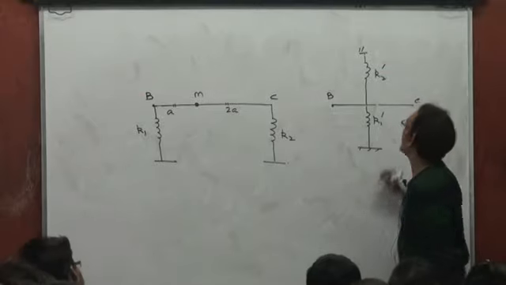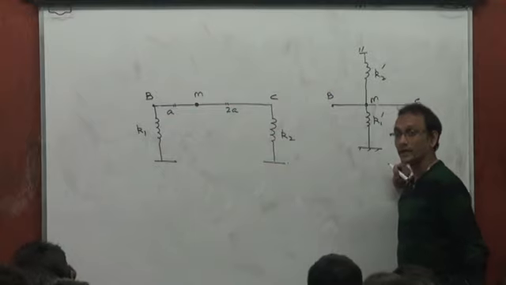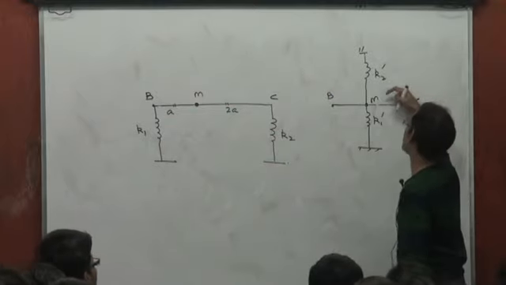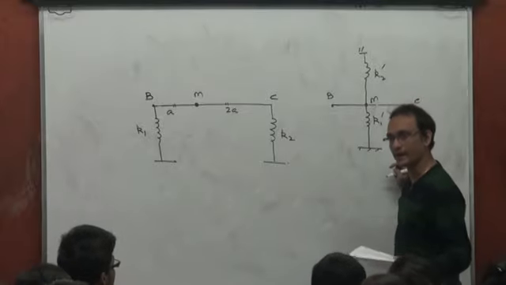This is what I'm doing. And then k1 prime and k2 prime would be in series on this mass m, and k effective is going to be k1 prime into k2 prime by k1 prime plus k2 prime, and omega would be square root of k effective by m.